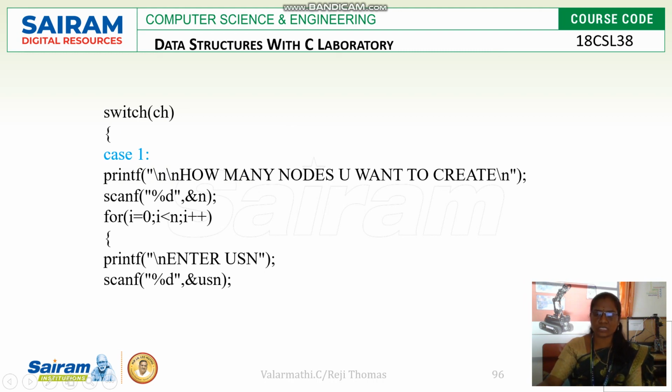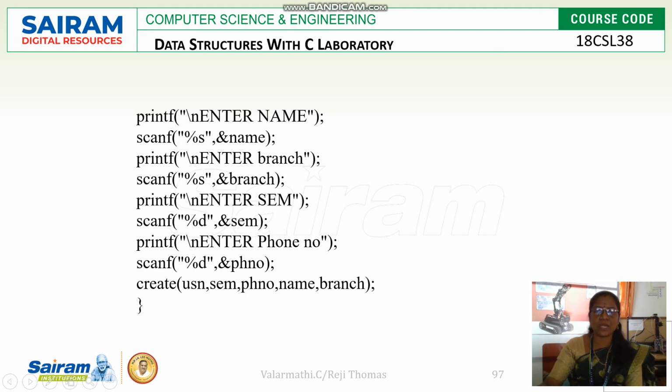Before creating a single linked list, we must know the size of that single linked list. How do we get to know? That variable is n. The n variable holds the strength or size of the single linked list, and it is given by the user. According to the size of the list, each node will start storing its values. Here printf enter USN is given, then name, branch, semester, phone number. Likewise, it is going to create a node. According to the size, the create function will keep on executing.